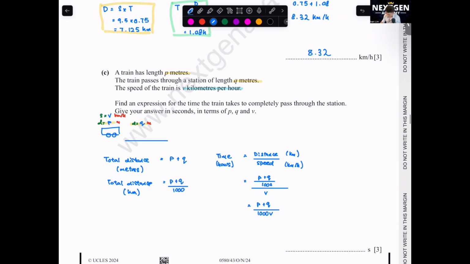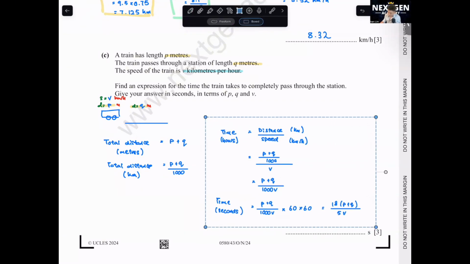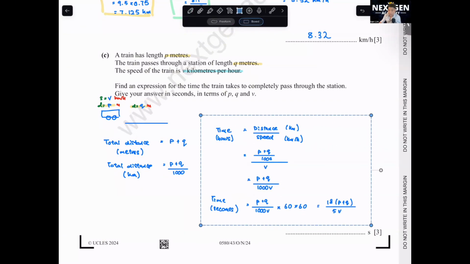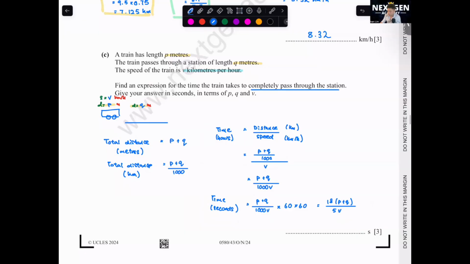Now, how do we convert hours to seconds? The final one: time in seconds. We will take this unit, multiply by 60, multiply by 60. So here 60 times 60 divided by 1000 should be 18 over 5. So here 18 bracket P plus Q over 5V. What is the total distance P plus Q? Teacher explained just now at the start. You need to take the total length of the train and the total length of the track for it to completely pass through the station.